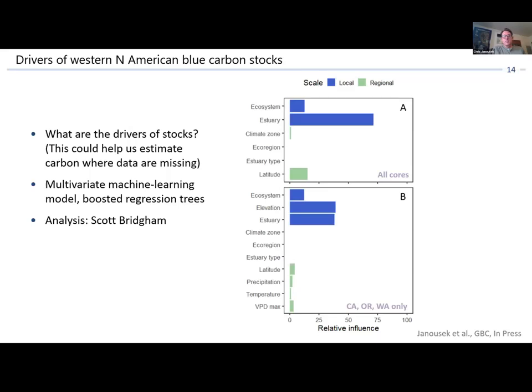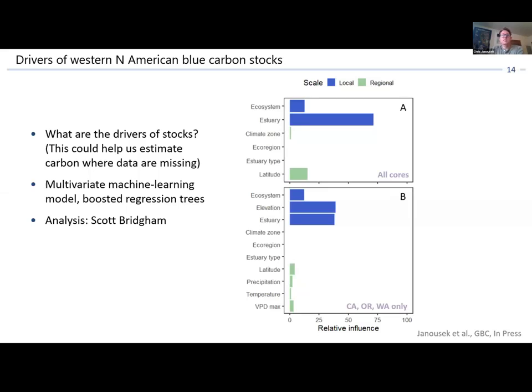One of the analyses that we did, and this was led by Scott Bridgham at University of Oregon, is we took all of the environmental data that we had associated with carbon stocks, and we put it into a large machine learning model called a boosted regression tree. I won't go into the details of that model, but it helps you partition the data and understand the relative importance of different drivers. So that's what these figures on the right show. The first figure on the top, panel A, shows all the cores for the entire Pacific coast. We had a little bit less data for places like Mexico, so we had to remove some variables.